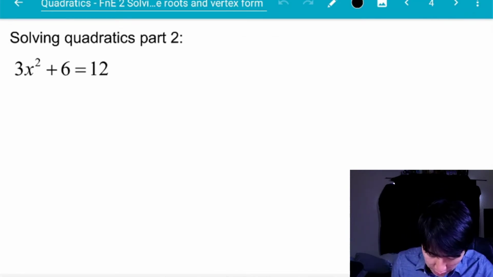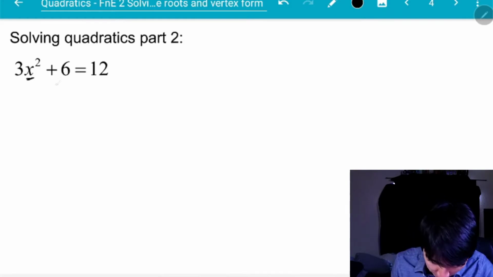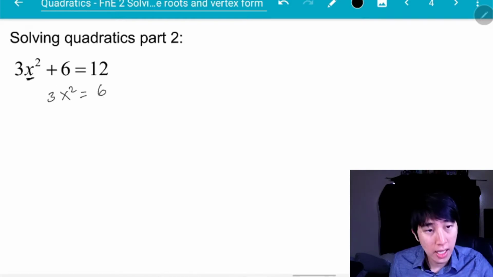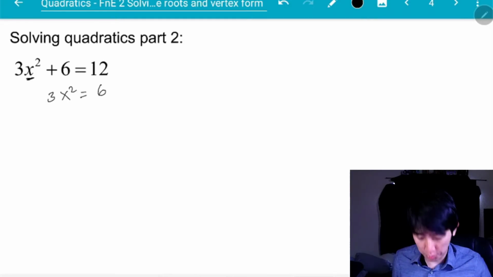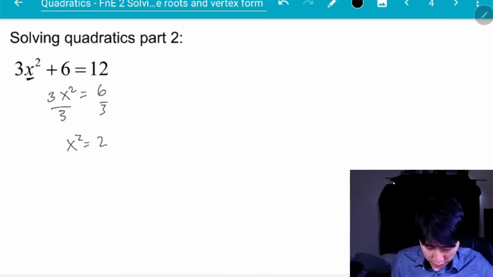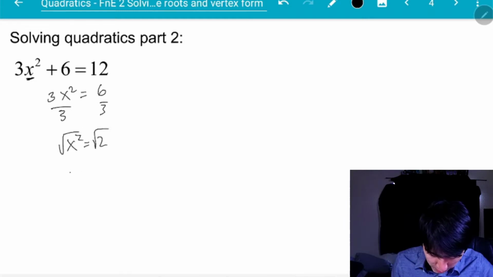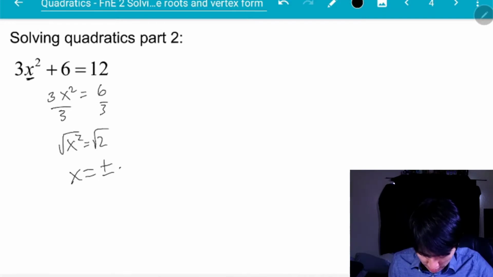So what we're going to do is get my x by itself. There's no parentheses here, so we're just getting the x all by itself. The first thing we got to get rid of is this 6. So we have 3x squared equals 6. Then I got to get rid of the 3 because we get rid of the multiplication before we get rid of the exponent. So we divide both sides by 3, and we're left with x squared equals 2. Now we square root both sides. So we have x equals plus or minus the square root of 2, because whenever I do square roots, we have to do plus or minus.